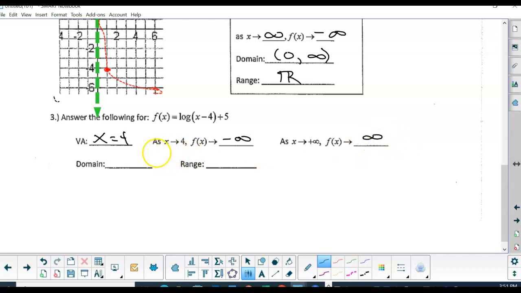Our domain on this one is our x values. That's going to start close to 4 and go to infinity. Now the range: just because we shift it up doesn't mean it doesn't go all the way down, which it does. We know it does. It goes from negative infinity to infinity, so the range is everything, double bar R. Make sure we close that. And we get that sketch and that graph in there.